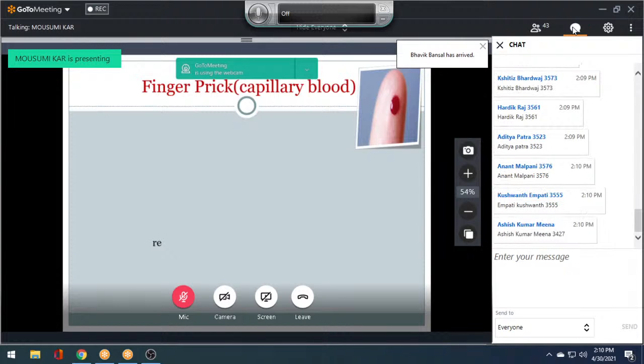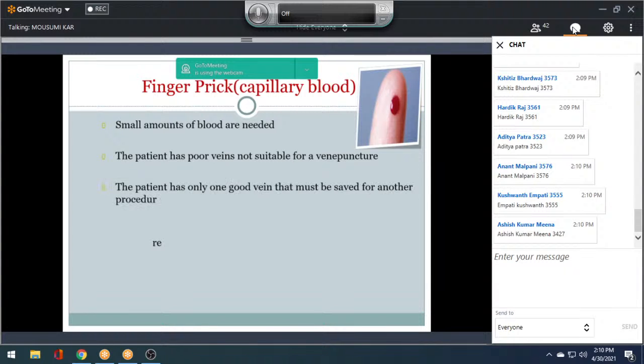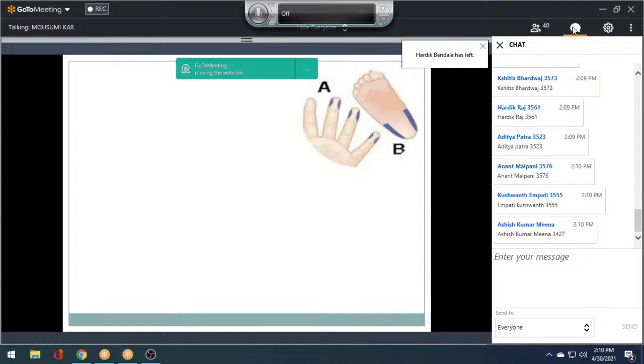Now, coming to our capillary blood, which we know is most commonly obtained from finger pricks, that is used only when we need a small amount of blood, or in patients in whom we are not able to get a good venous sample, or if there is only one good vein and you're saving it for another procedure, or of course in uncooperative patients, which is a possibility.